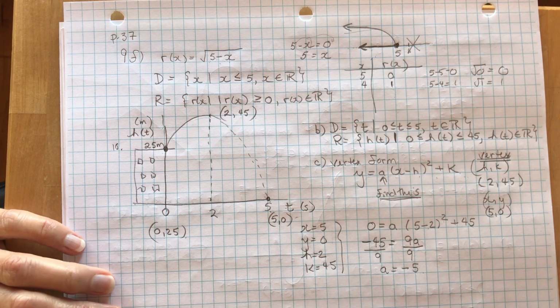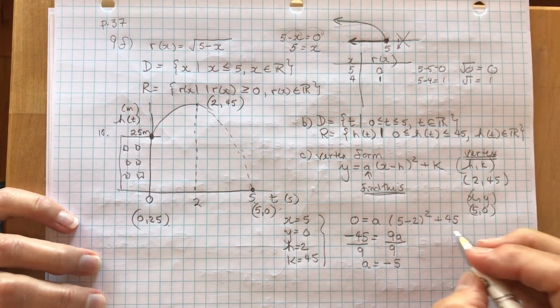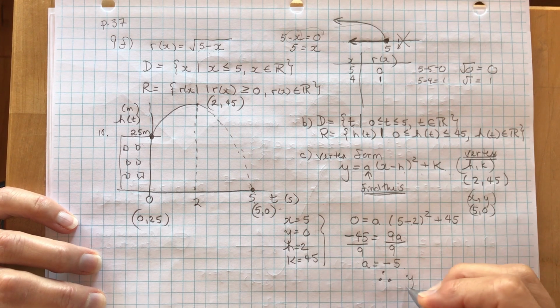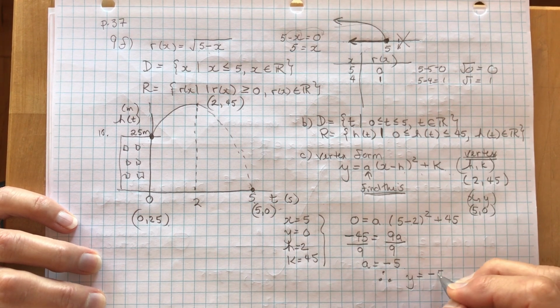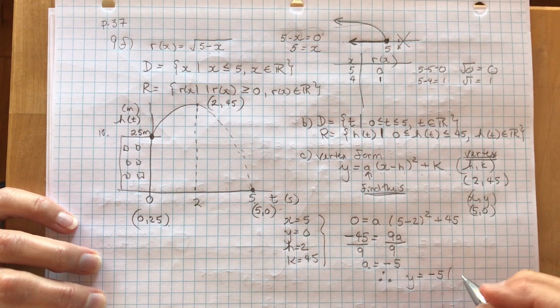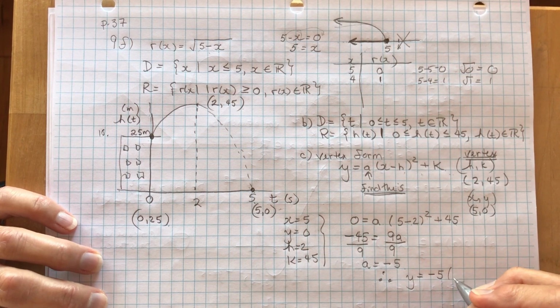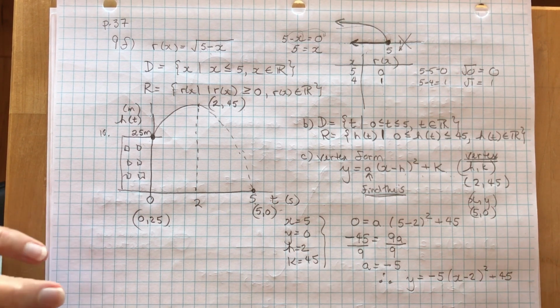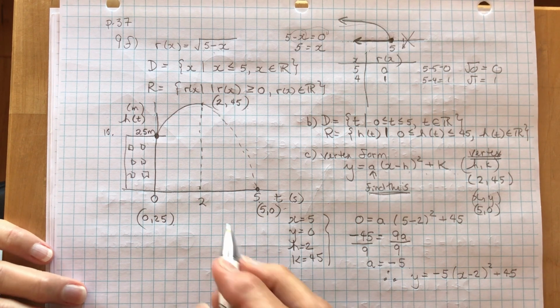So now that I have the a, I plug the information back into the general equation for my parabola. So therefore, y equals minus 5. You always keep your x's and y's. So I have (x minus 2) squared plus 45. So that would be the vertex form of this quadratic.